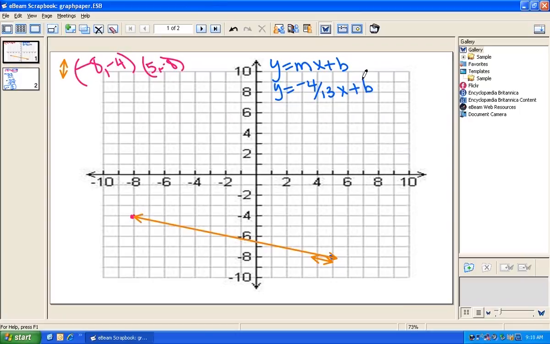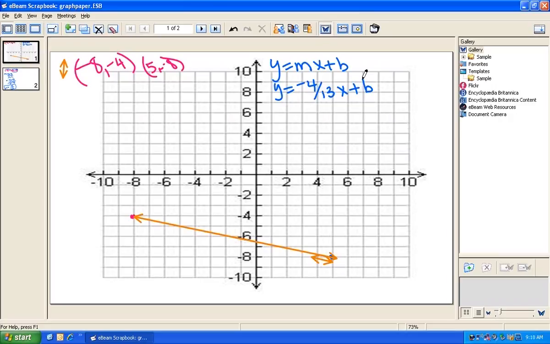Now, in order to make this an equation of the line, I need a b. But in this case, I don't have a b, not one that's perfect that I can just name. So I have to solve for my b. In order to solve for my b, what am I going to do? We did this last week. What do I do if I want to solve for b?